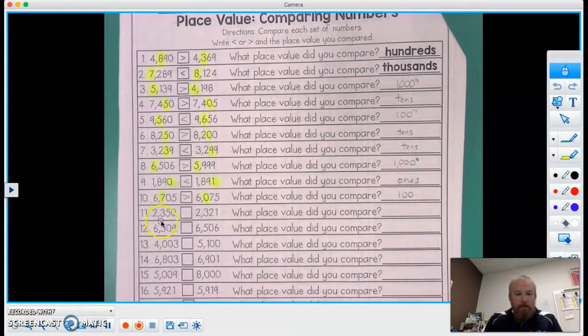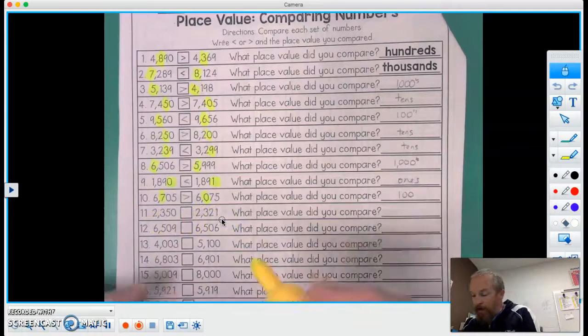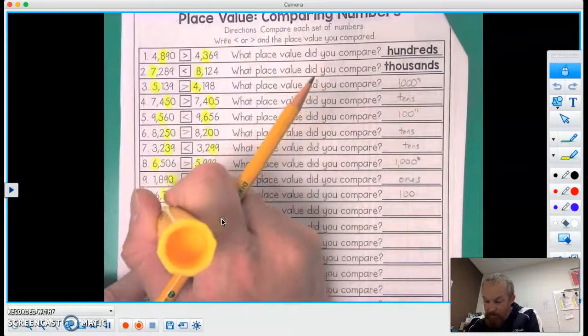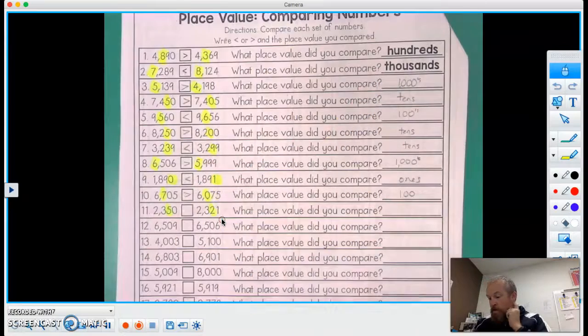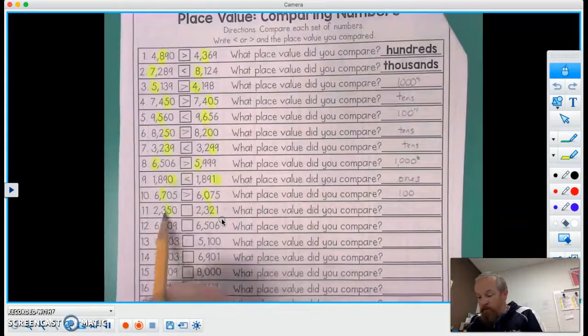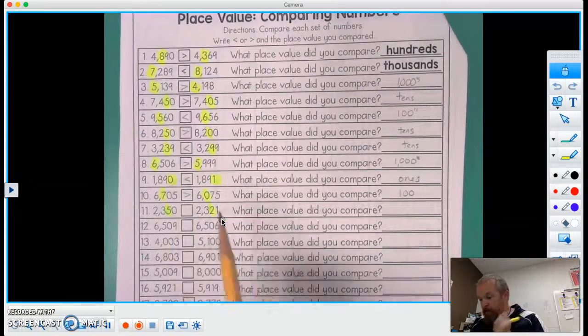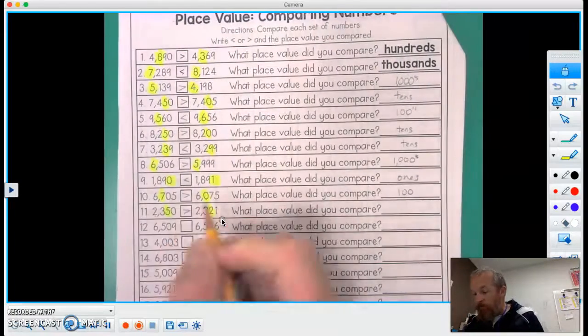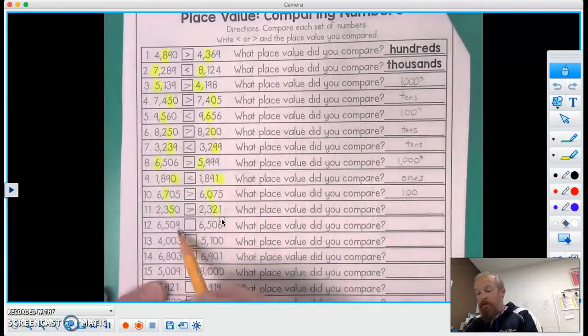All right, 2,350 versus 2,321. So I look at the 5 versus the 2, because this 2 and the 3 is the same as this 2 and the 3, so we have to go all the way down there. 5 is greater than 2. The place value we compared was the tens.